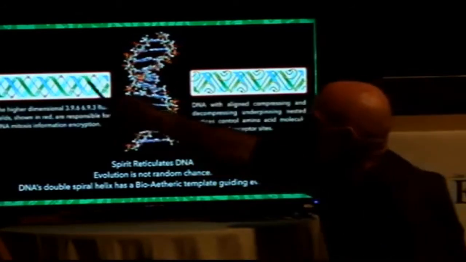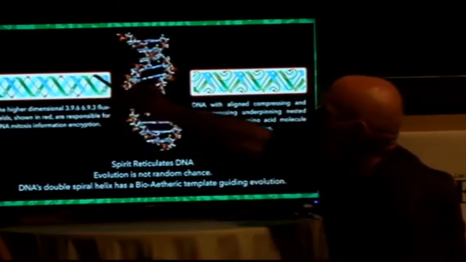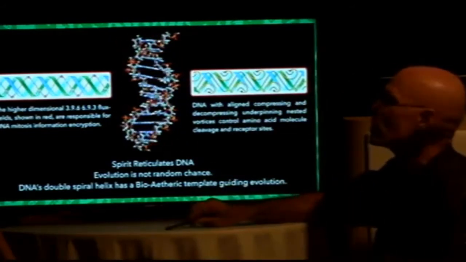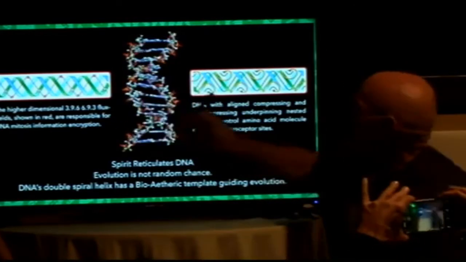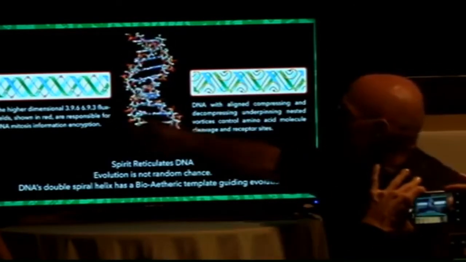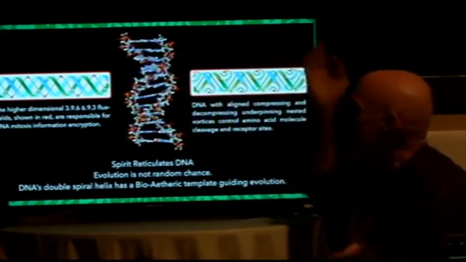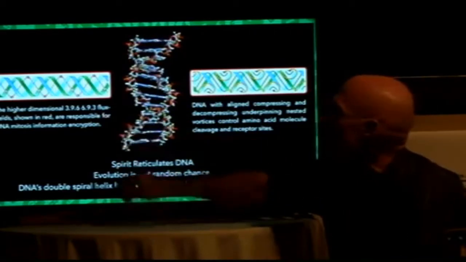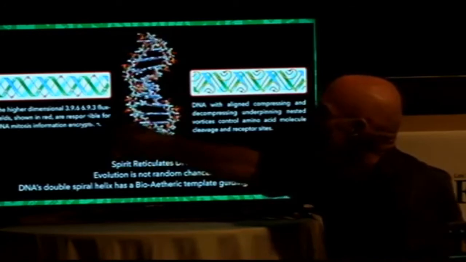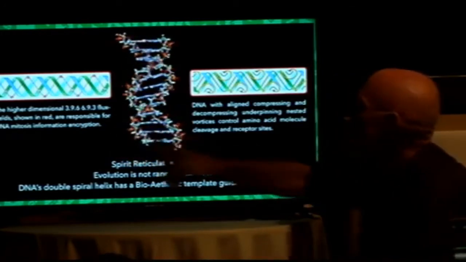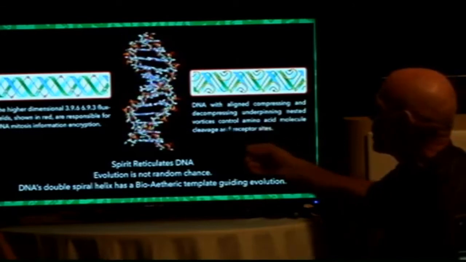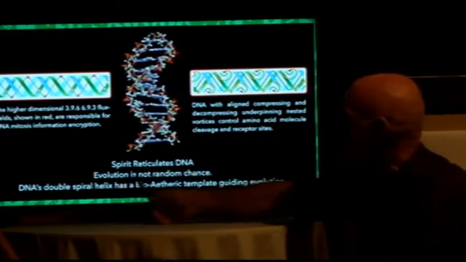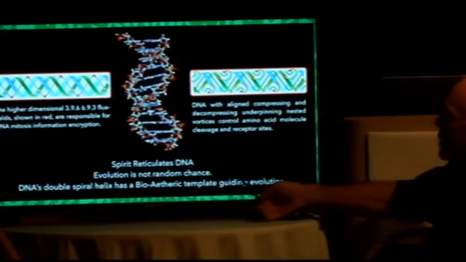I'm not. There's the double helix, but no one ever models the third component, which is the bioetheric template, the flux field. There's eddy currents, the nested vortices. I said it controls a spaceship. It controls DNA. It controls all information, sister strand unraveling, mitosis, cellular communication. I will read this because this is supposed to be what I'm really doing, my profession now. The higher dimensional 396693, little dots below, shown in red, are responsible for DNA mitosis information encryption. DNA, with the line compressing and decompressing underpinning nested vortices, controls amino acid and molecule cleavage and receptor sites. Spirit reticulates DNA. Evolution is not random chance. DNA's double spiral helix has a bioetheric template guiding evolution.